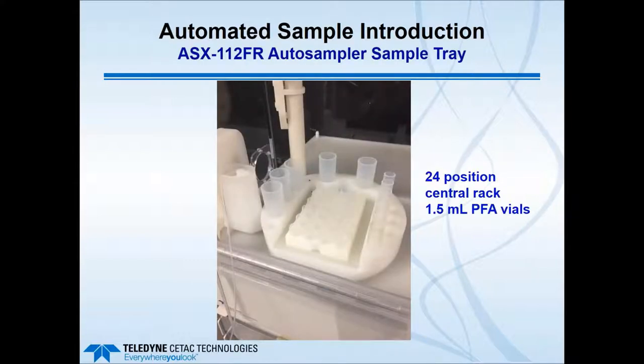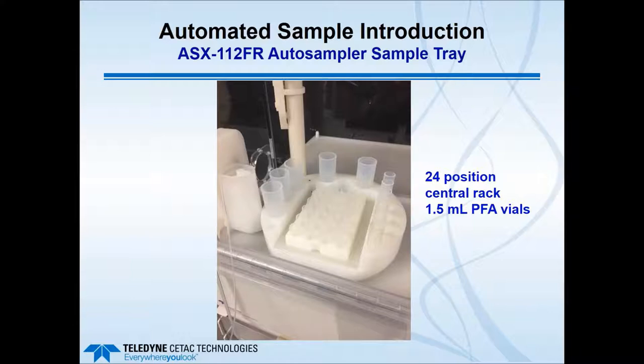Some details on the sample vials and racks. If I open up the front door, which you can do to load up the sample rack, what's commonly used is the 24 position central rack, which holds 1.5 milliliter PFA vials. Again, this all has to be polymerware and often fluoropolymerware in case the samples do contain hydrofluoric acid. Around the outside of the tray, you'll have vials that can be used for tuning standards, but the samples typically will be in the central rack in the tray.